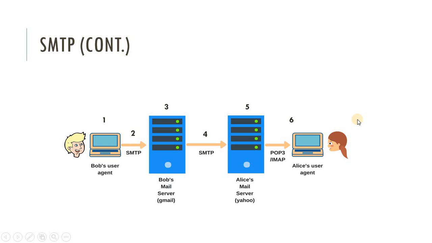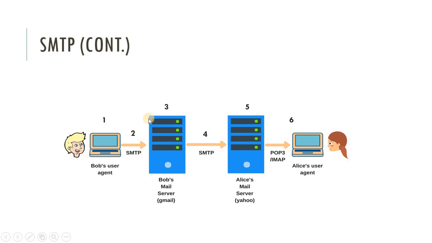So once Bob sends the mail, with the help of the SMTP protocol, two servers communicate with each other. Bob's mail server, or the client mail server, sends an email to the receiver's mail server, and that receiver's mail server sends the mail to the user agent so that the receiver can read the message. So this is how communication happens.